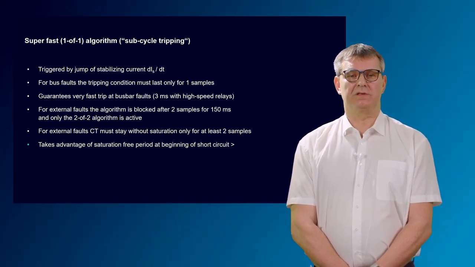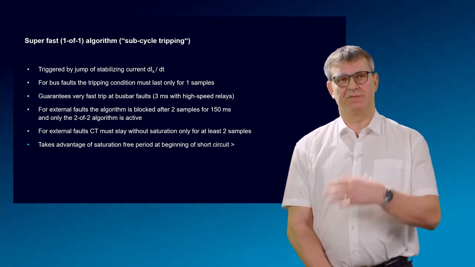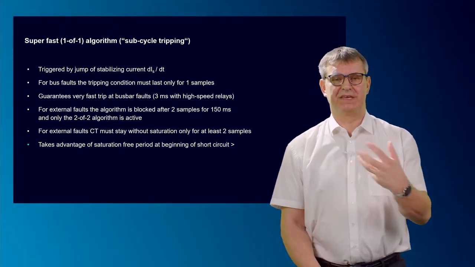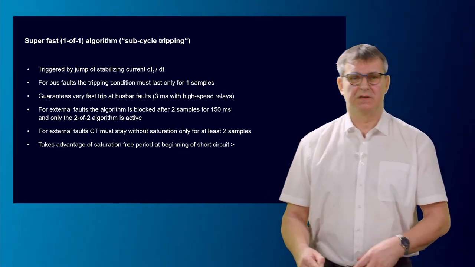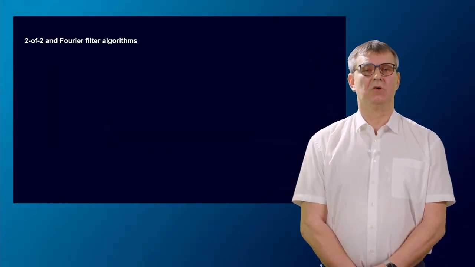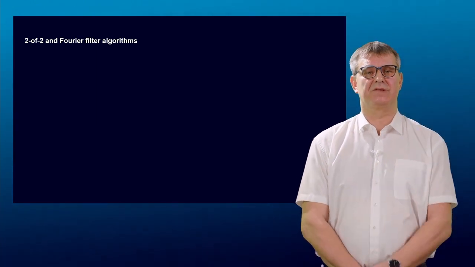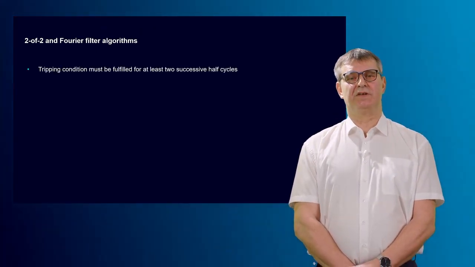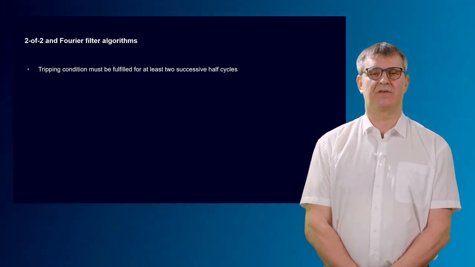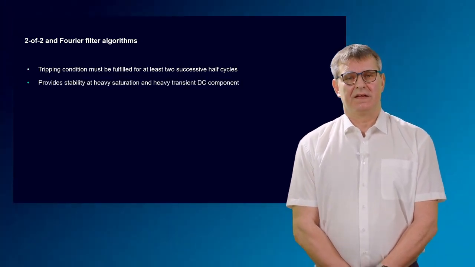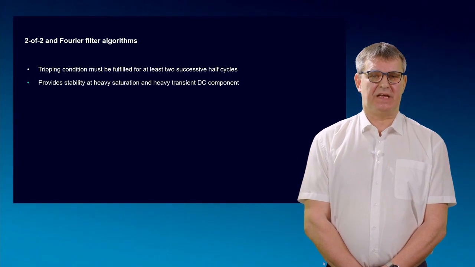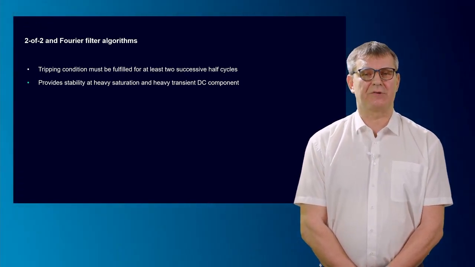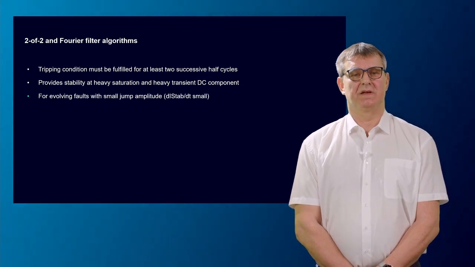The 1 out of 1 algorithm takes advantage from the saturation-free time at the beginning of a period, at the beginning of a short circuit. So, 2 out of 2 algorithm and Fourier algorithm. Here, the tripping condition must be fulfilled for at least 2 successive half cycles. It provides a stability at heavy saturation and also for heavy transient DC components.